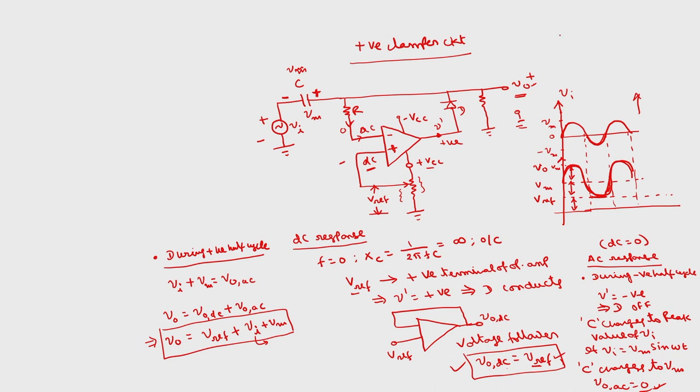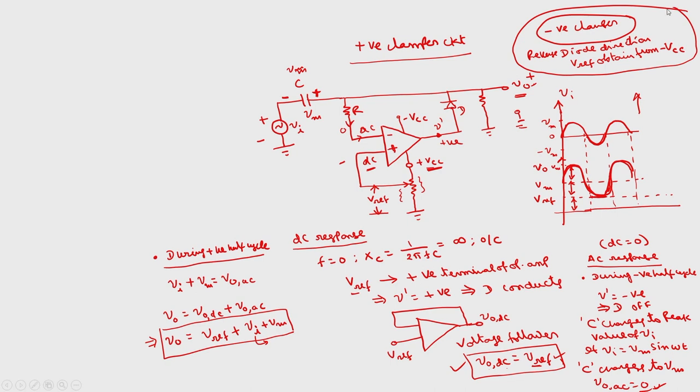So if you want a negative clamper circuit, only two differences are there: you reverse the diode direction, and instead of minus VCC, you apply plus VCC to get the reference. V reference is obtained from VCC. So with these two changes, this circuit will act as negative clamper, meaning this entire waveform will be clamped in the negative direction. So this is about this clamper circuit.